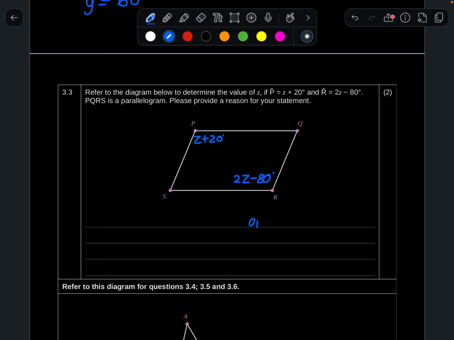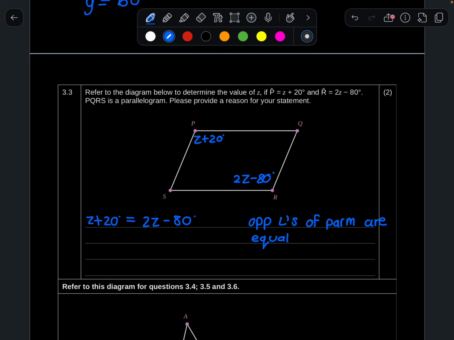So opposite angles of a parallelogram are equal. So we have z plus 20 is equal to 2z minus 80 degrees. And then we can just solve.